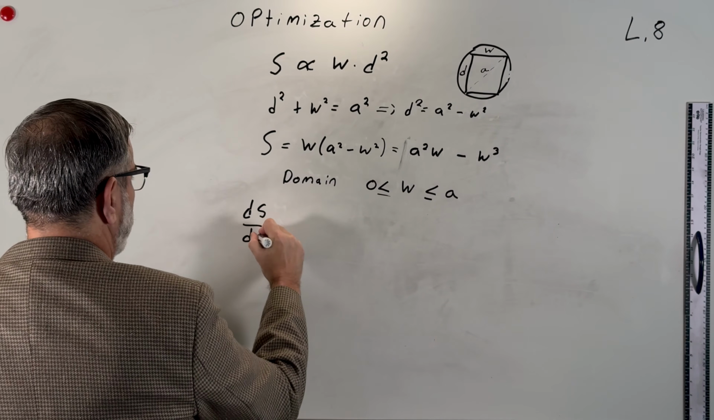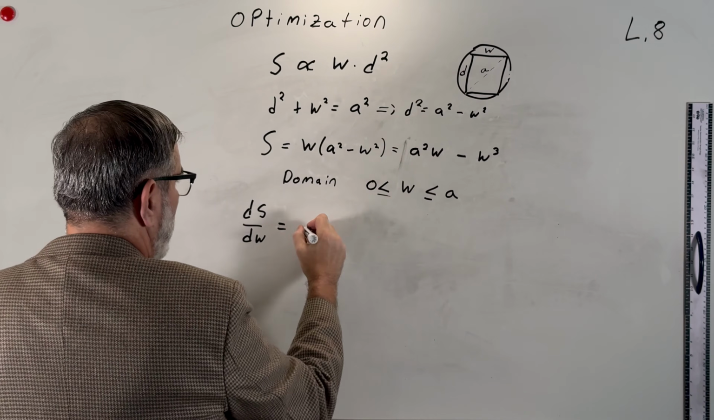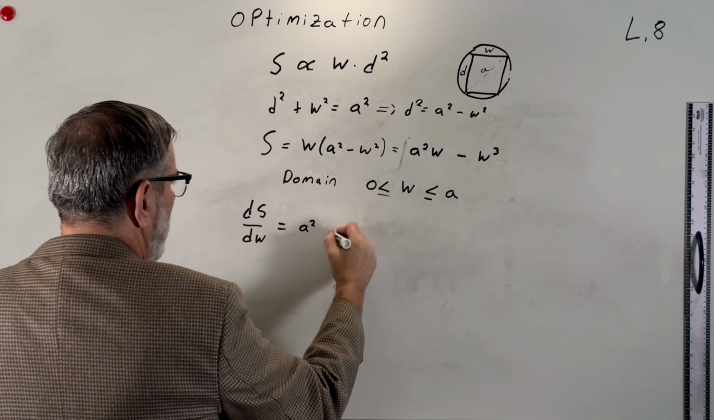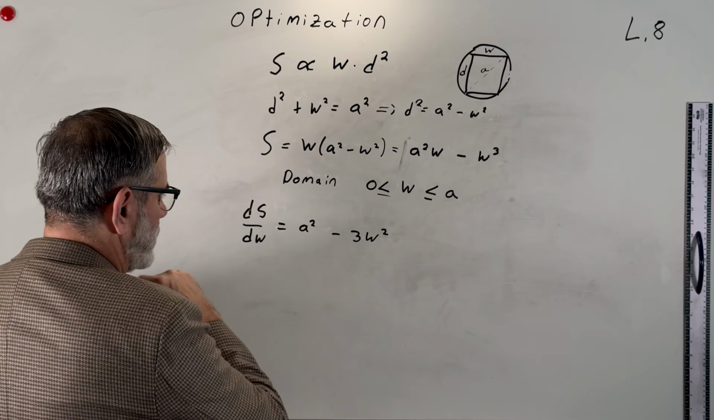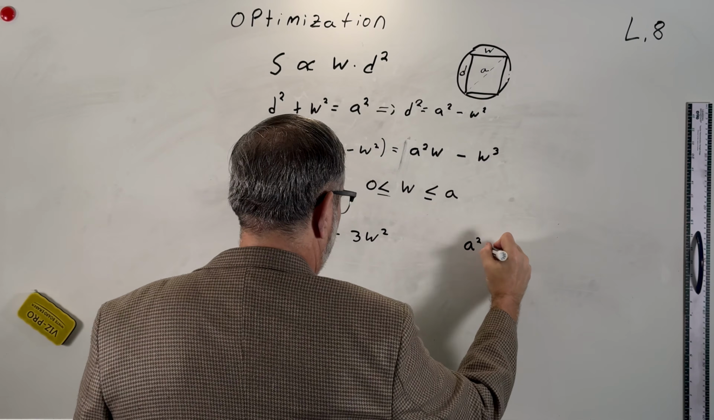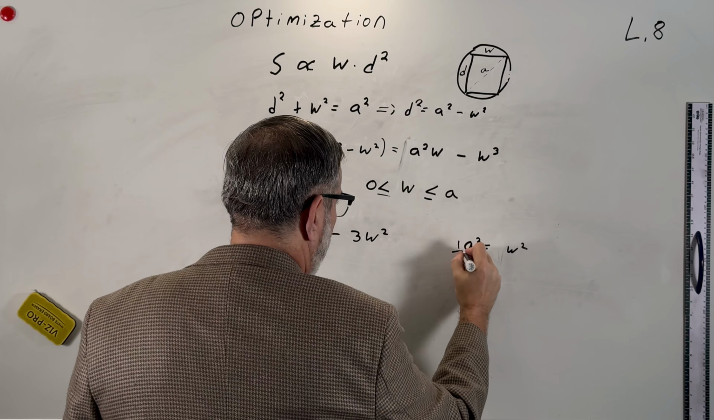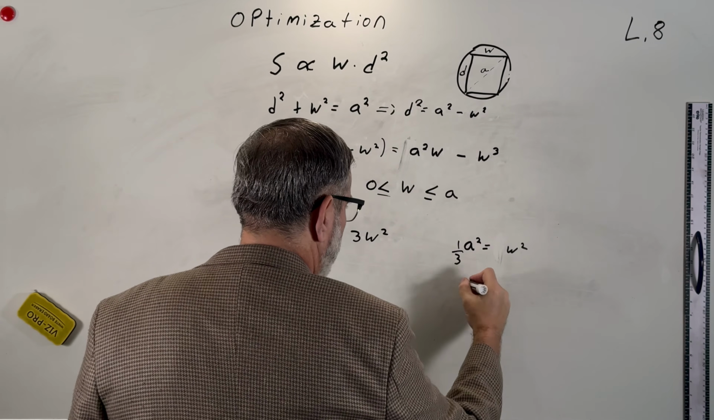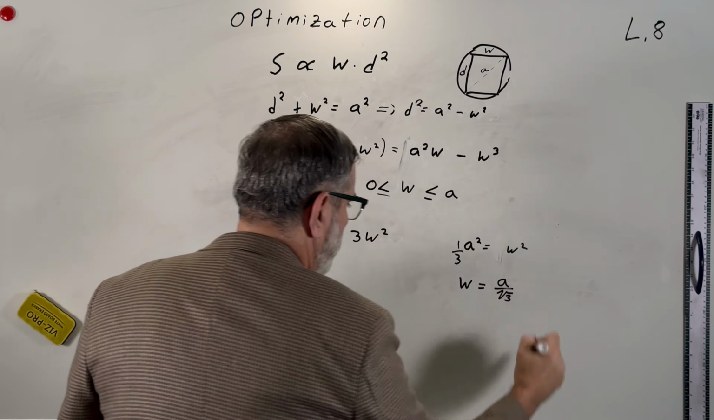ds/dw, we'll do this term by term. That gives a squared minus 3w squared. And so we're interested in, when is this equal to 0? Well, that is when a squared is equal to 3w squared. We can divide out the 3 on both sides, take a square root, and so we get that w is equal to a over the square root of 3.